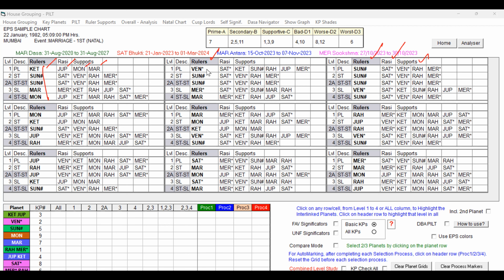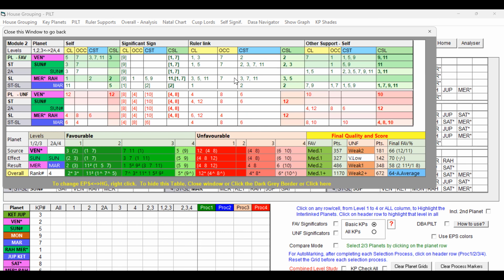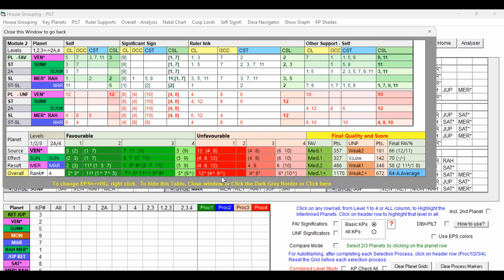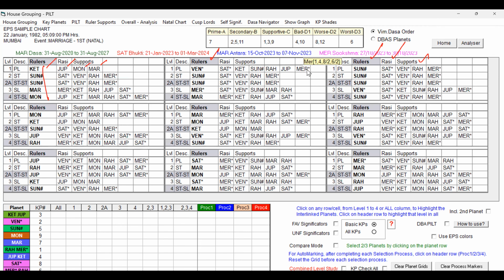I was telling that if you double click on this planet, this is Venus, in the planets grid PILT table, you can see the EPS table of this Venus, the analyzer table. Right click on that, you can see the house grouping table. So all the planets' EPS tables can also be seen from this PILT table itself by double clicking on each planet's grid. That way each planet's EPS table can be studied from here itself.